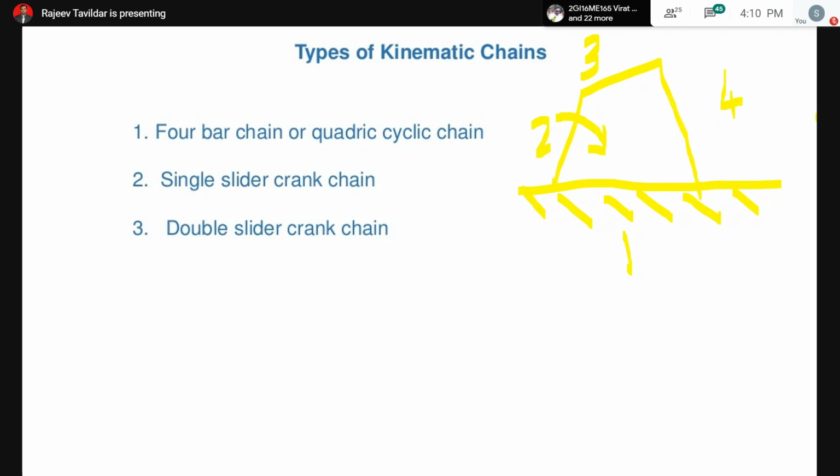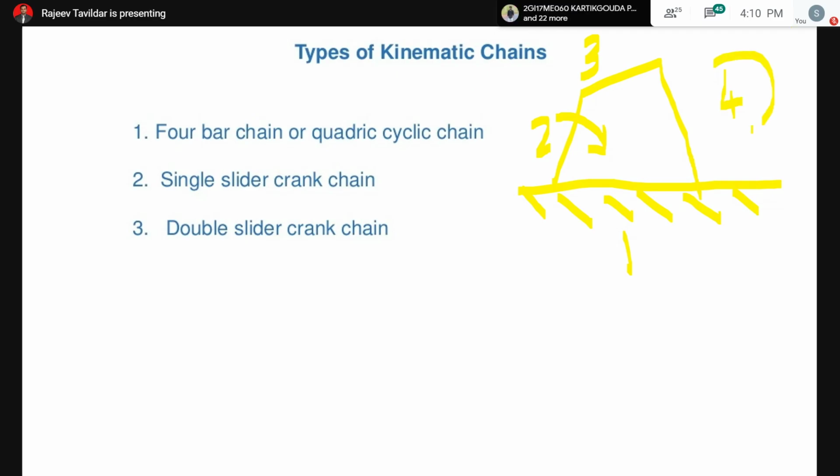Now for this type of kinematic chain, I can just slightly modify the links, and instead of fixing link 1, if I fix link 4 and give rotation to some other link, then what will happen? The mechanism will slightly change its nature of motion, and accordingly, whatever new nature of motion it will adopt, it can be used for a suitable application.